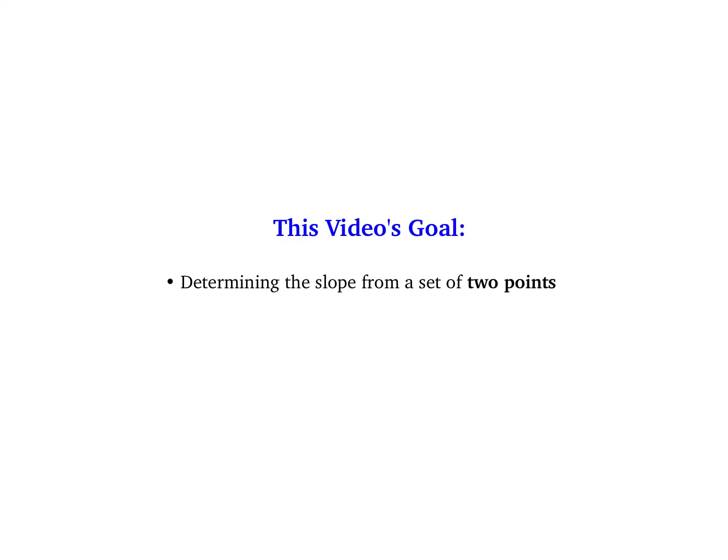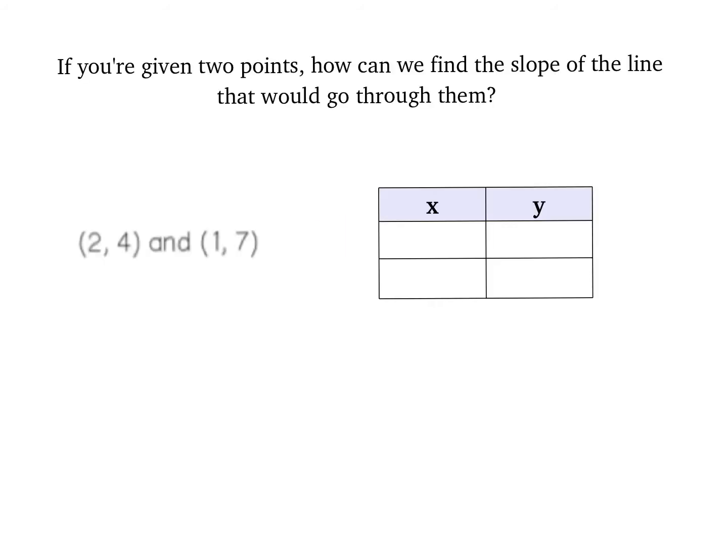In this video, we'll learn one last format for determining slope, and that's if you're only given 2 points. So we're going to look at what would happen if you're only given 2 points, something like what we see here. And how can we find the slope of the line that would go from point to point? To help us, let's start by creating a table for ourselves.